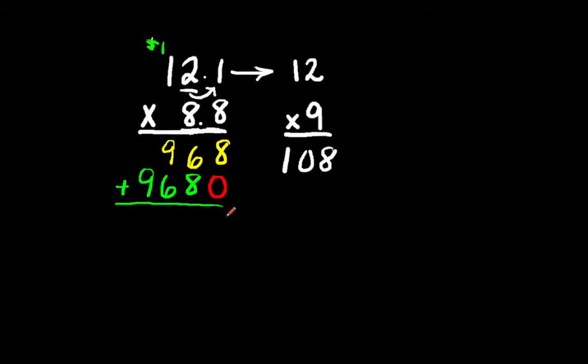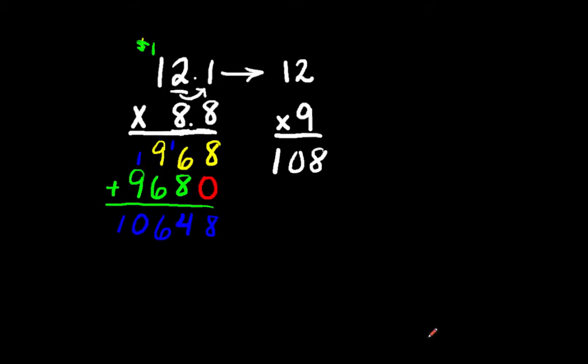8 plus 0 is 8. 6 plus 8 is 14. Regroup the 1. 1 plus 9 is 10, and 10 plus 6 is 16. And 1 plus 9 is 10. So we have our final answer for this problem as 10648.